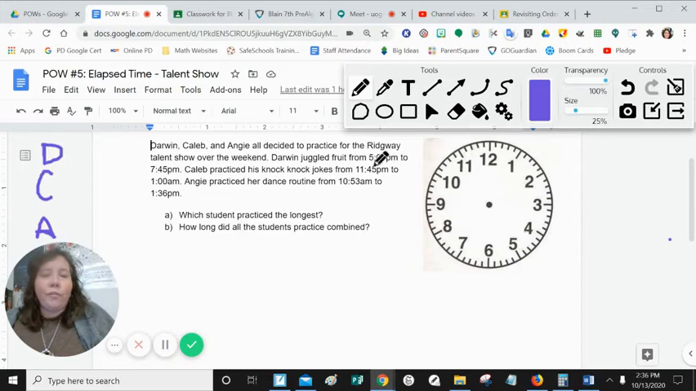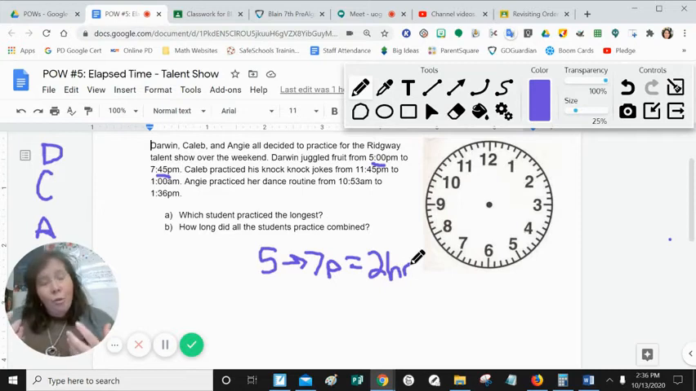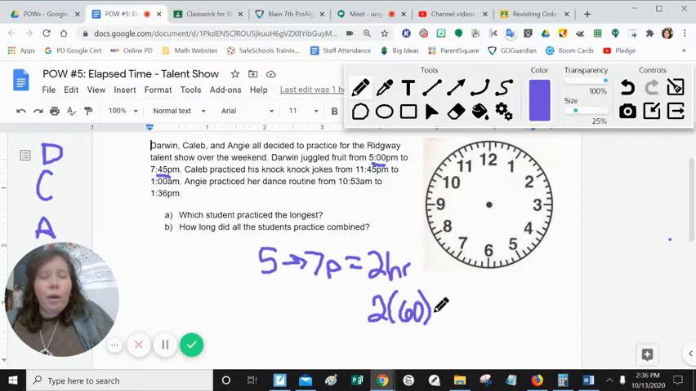So we're going to look at Darwin first, from 5 to 7:45. What I would do is look at how long it takes to get from 5 to 7 p.m., just the hours. That is a total of 2 hours. If I'm going to convert that to minutes, I know that every hour is 60 minutes. So 2 times 60 is 120 minutes. That's just from 5 to 7 p.m.